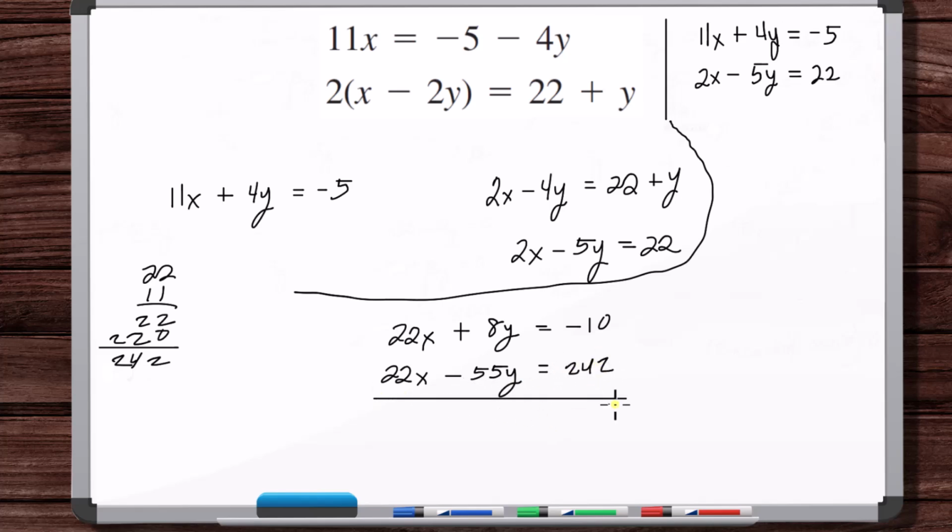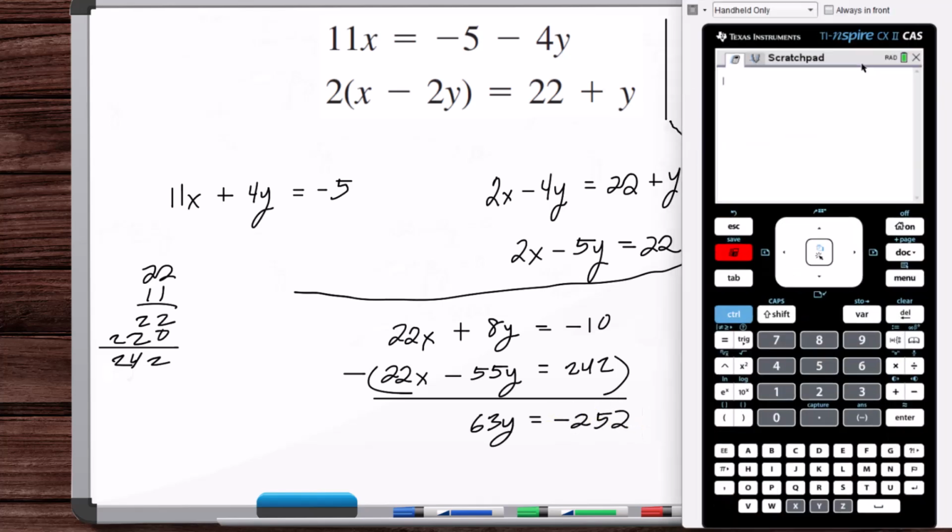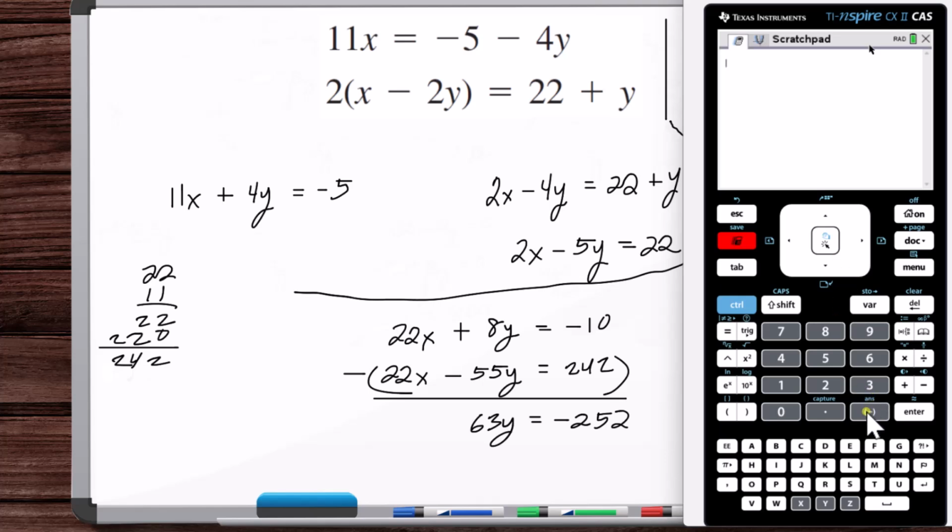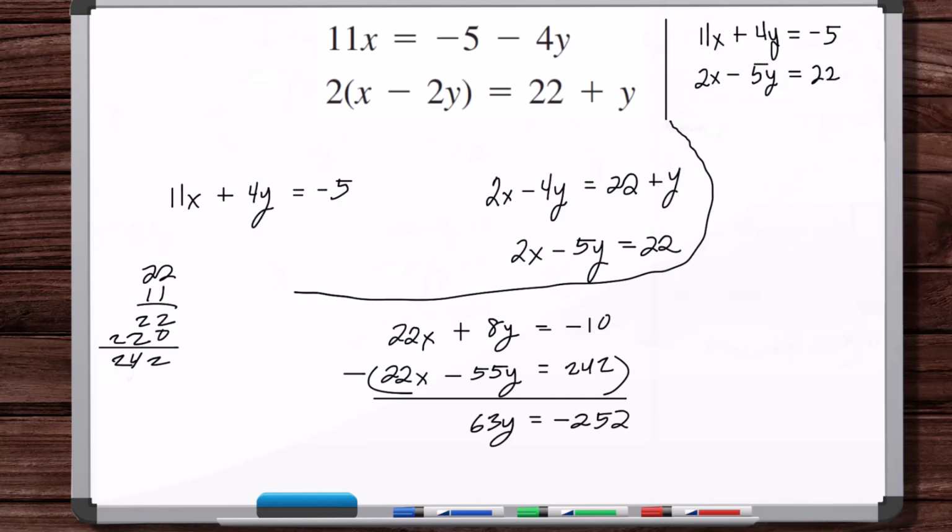So now if we subtract these two equations, you've got 8y plus 55y is 63y. Minus 10 minus 242 is minus 252. So 252 divided by 63 is 4. So y is negative 4.